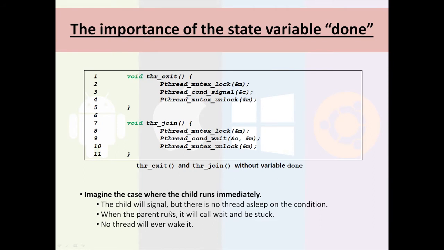So the child will signal, but there won't be any threads asleep, right, on the conditional variable. Now, when the parent then runs, it will call wait, and it will be stuck because it will put itself to sleep, and there will be no update to that conditional variable, so it will never wake up because there's no other thread left that can wake it up because the child's already finished. So this is an issue, right?